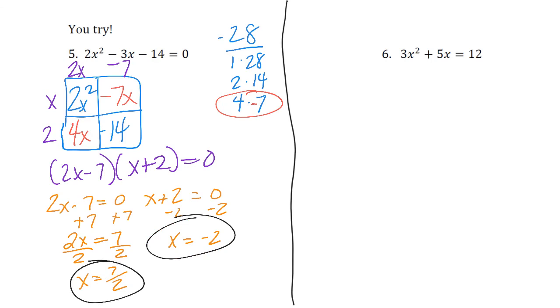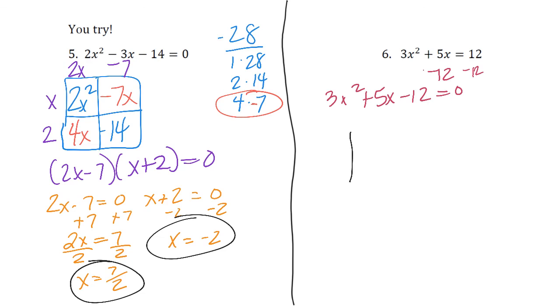All right, last but not least, number 6. All right, so I look at it and it's not equal to 0, so I need to go ahead and minus the 12 on both sides. So I get 3x squared plus 5x minus 12 equals 0. So now I look and see, does it have a GCF? Well, 3, 5, and negative 12 do not have GCFs.